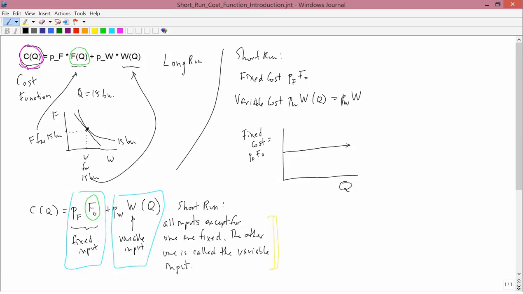The firm is contracted to buy F naught pounds of fertilizer, no more, no less. You just multiply that by the price of fertilizer, and the price of fertilizer is fixed because this firm is a competitive firm in the input market, so it takes the price of fertilizer as fixed. So PF is fixed, F naught is fixed. If you take one fixed number, multiply by another fixed number, you get a fixed number. So it doesn't change. The graph of fixed cost is really simple. It's just a horizontal line. Okay, so that's the graph of the fixed input part.